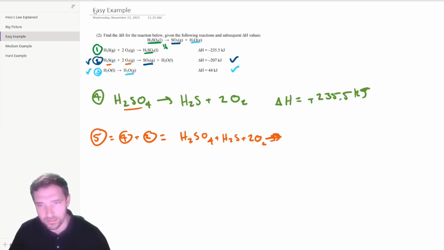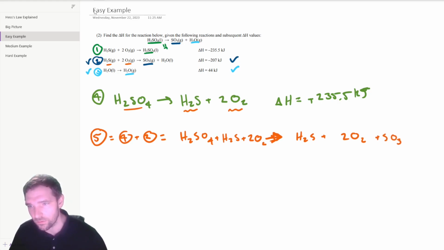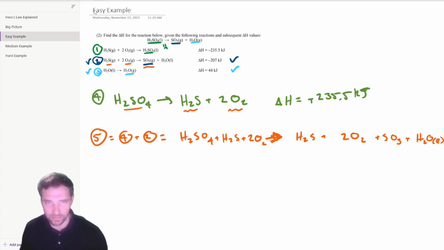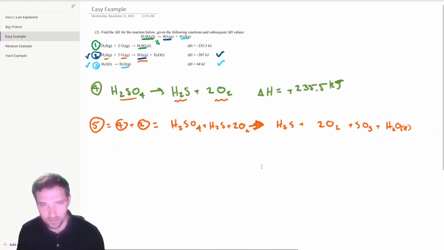And that's our reactants. So now we've got to get our products. We can see that we've got this H2S right there, plus the 2O2 right there. And then we also have our SO3, which I'm seeing in line 2 right here. And our water, I am going to write that as a liquid because its state of matter is important in canceling things out a little bit here.